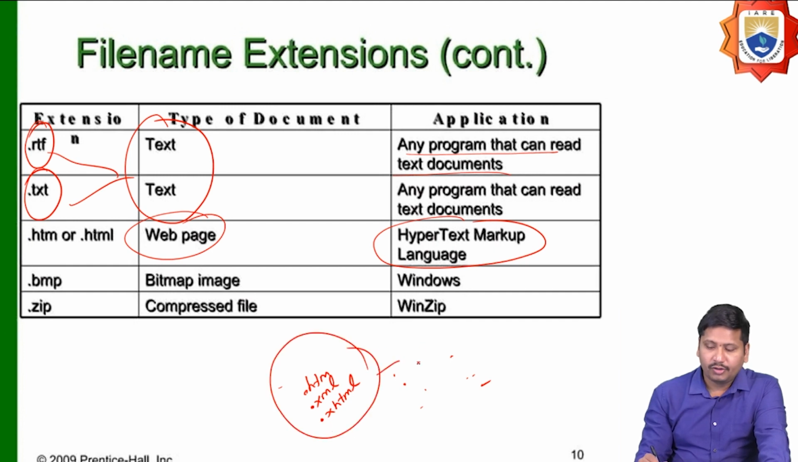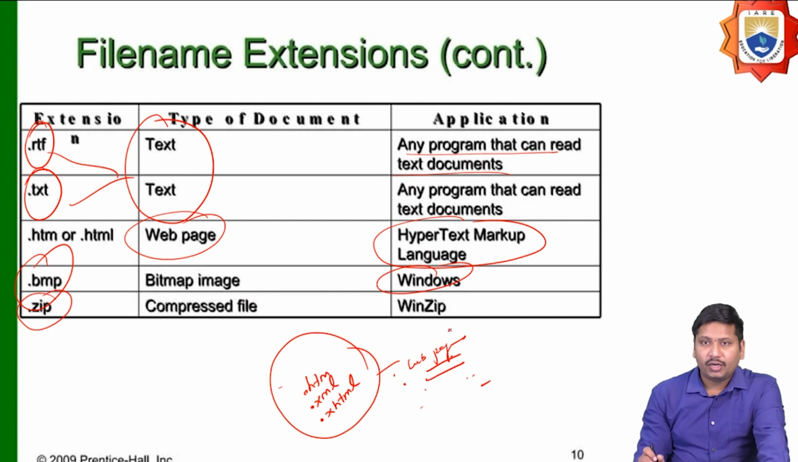These are also some of the different types of markup languages that are used for designing web pages. So .bmp is the bitmap image only for Windows, and .gif is the zip file that is going to be compressed with WinZip.